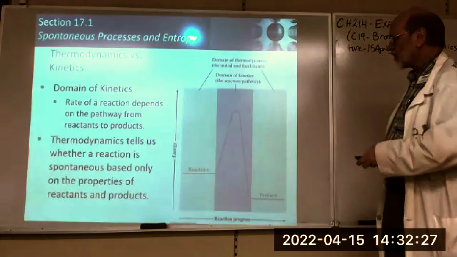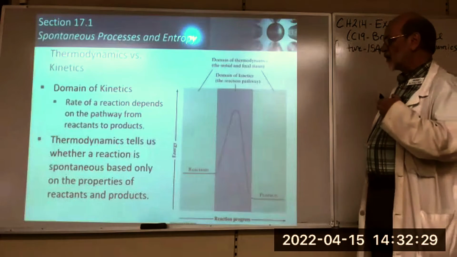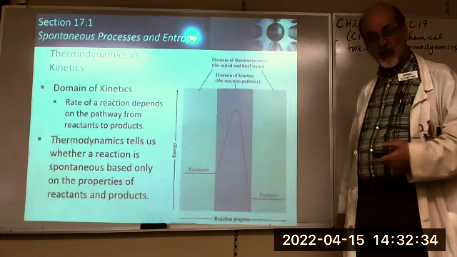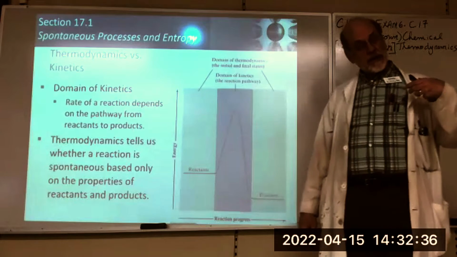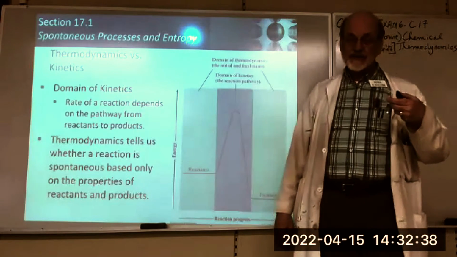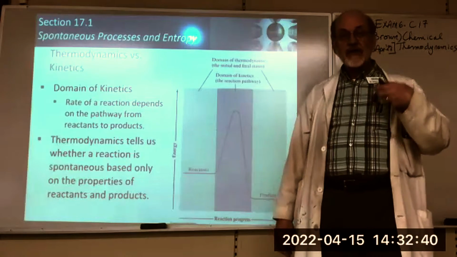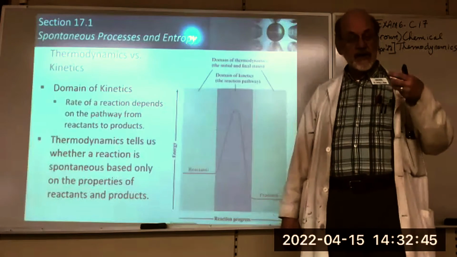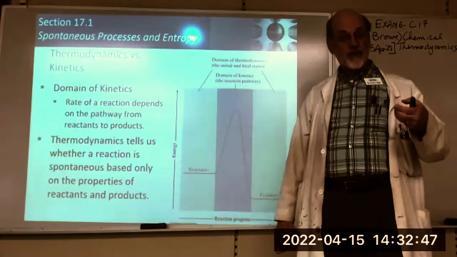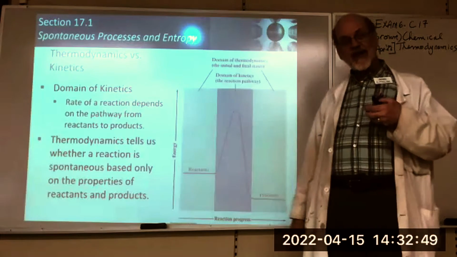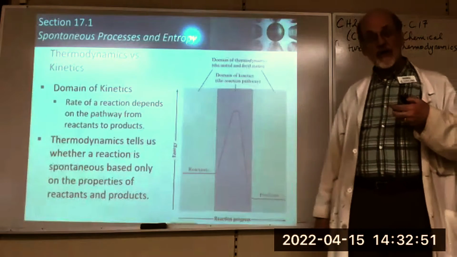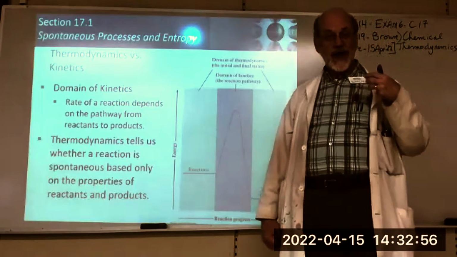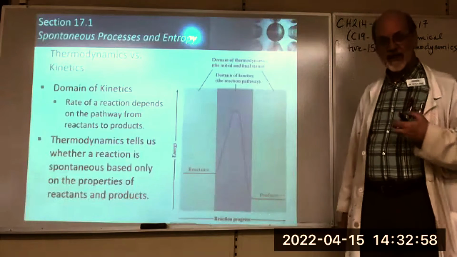Okay. So when we talk about kinetics, we're describing rates of reaction and pathways, right? Because, for instance, catalysts make a reaction go faster. And they do that because they use a different pathway. And the pathway gets you there quicker. It gets you there with less energy required for activation. So that's kinetics.